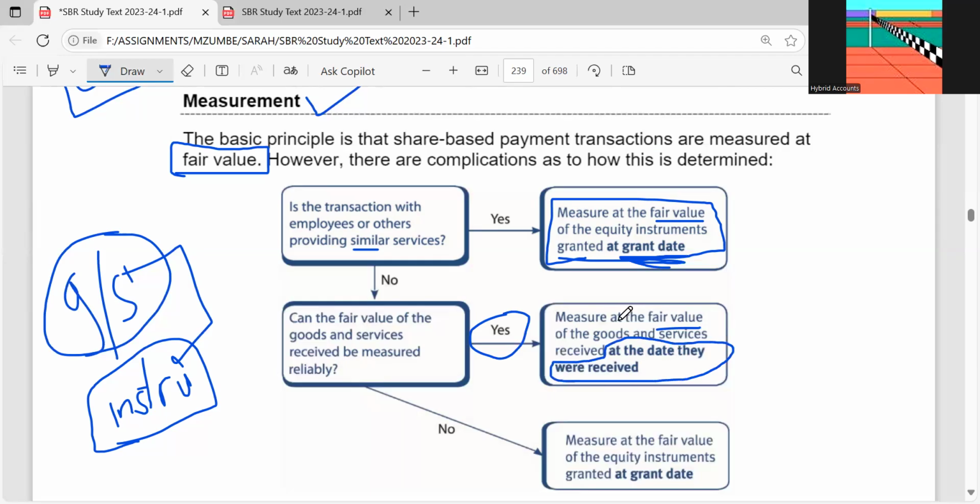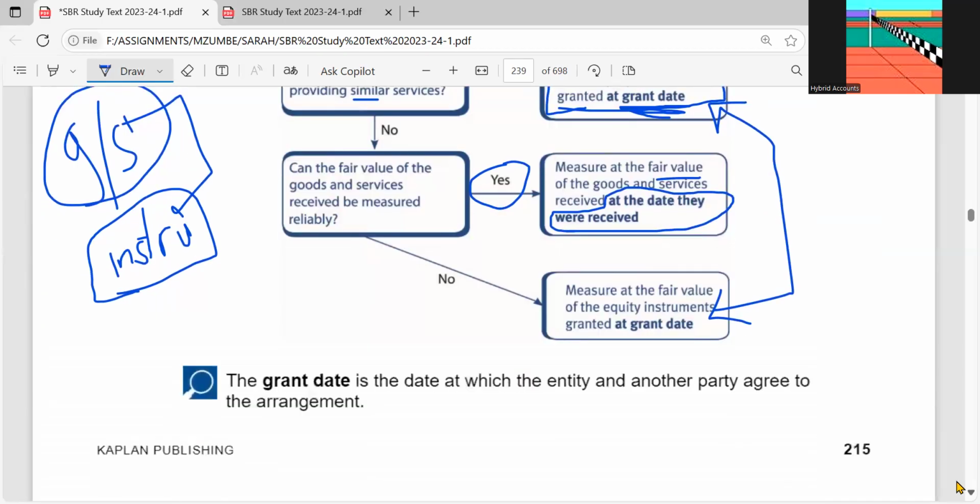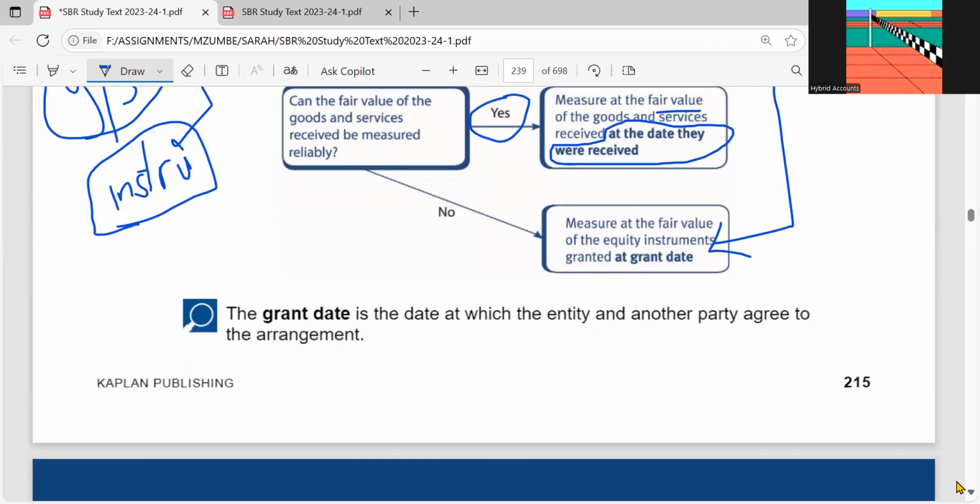In case it's not possible to get this fair value of the goods, then you have to resort to the original point and come back here to measure at the fair value of the equity instrument at grant date. So you come back to this point here. I hope you got this too. So that's our principle. Just after that, now that's just the way of measuring, either using fair value of goods or fair value of instruments. But now, how do we actually get that value? That's what we are going to look at.